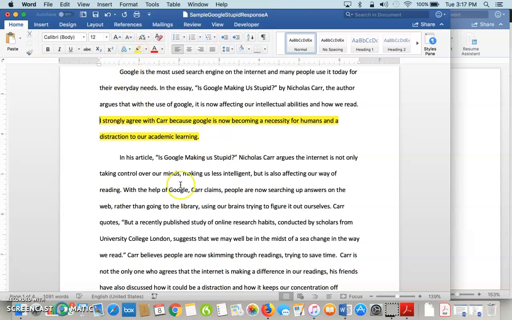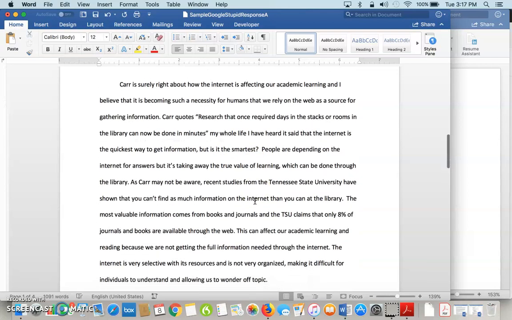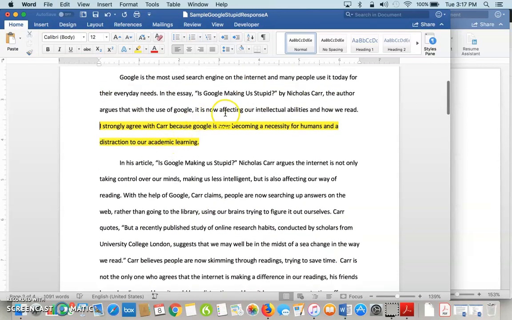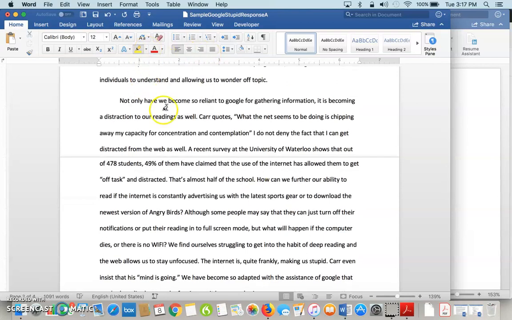Now, the next piece is her summary, pretty good summary. And then she says, Carr is surely right about how the internet is affecting our academic learning. I believe that it is becoming such a necessity of humans that we rely on the web as a source for gathering information. So here you see that she's agreeing with Carr, which is a great topic sentence. And the first one is that we're over-reliant. When we go back up to this piece, it's becoming a necessity. So I think we're going to figure out, well, what does that mean? Is that a bad thing? So there's that piece.